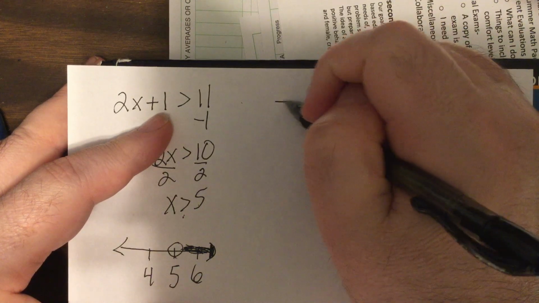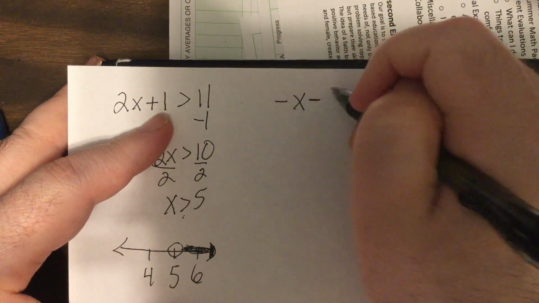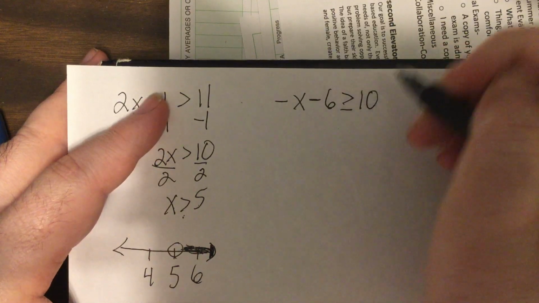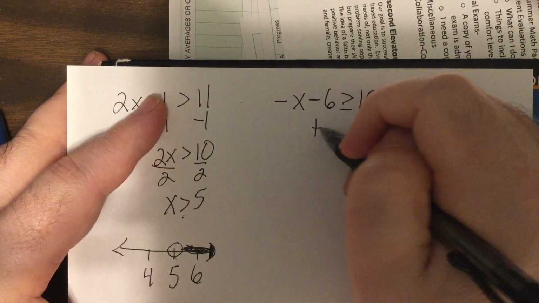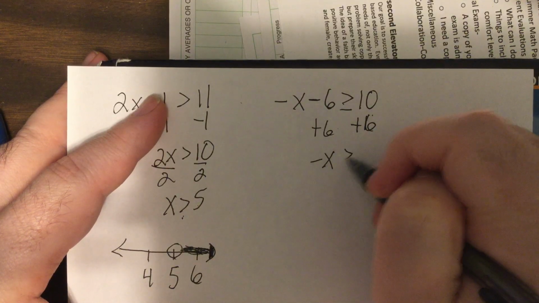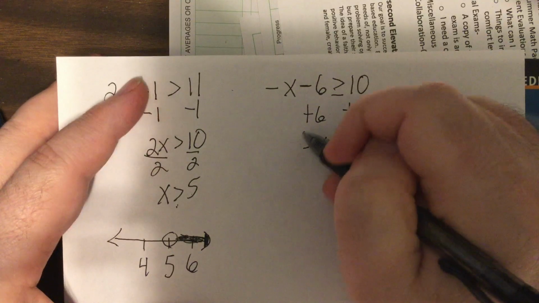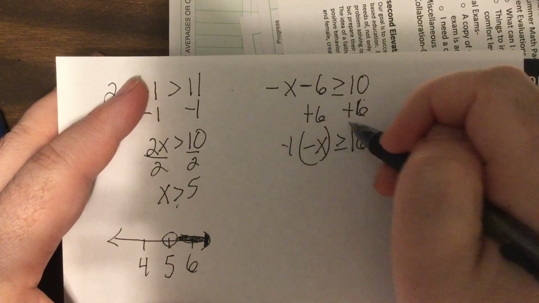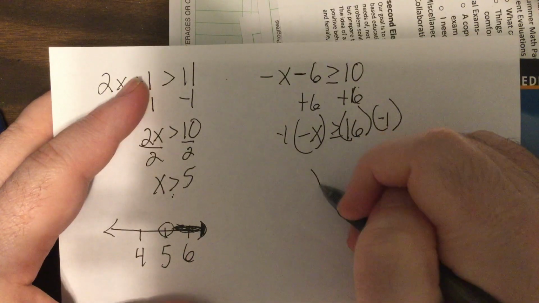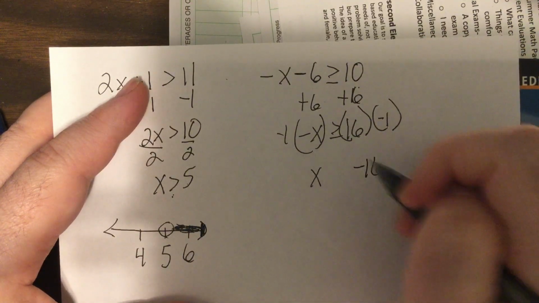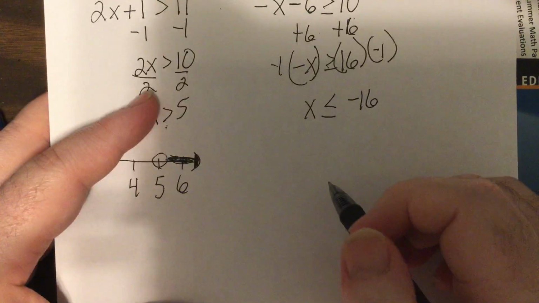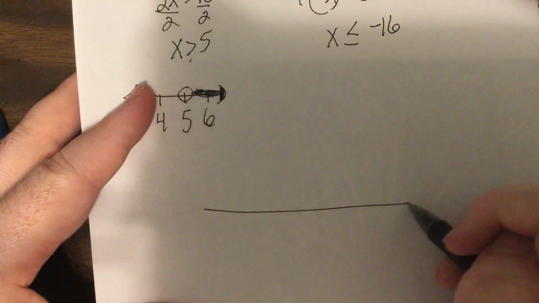Now, if I have this, negative x minus 6 is greater than or equal to 10, well, I would add 6. Okay, we can do that. Then I'm going to divide by negative 1. But whenever you multiply or divide by a negative, you actually have to switch the inequality. And it has to do with the number system.